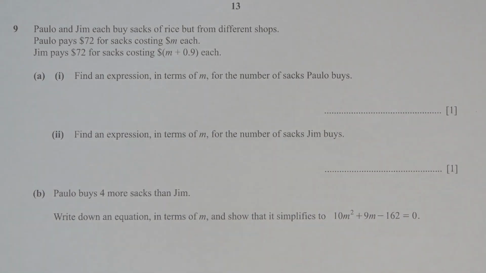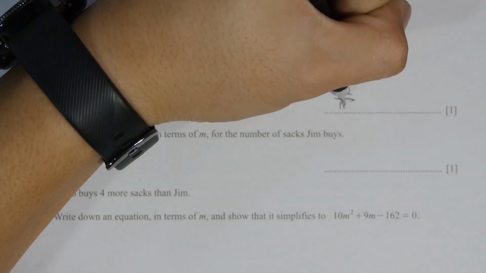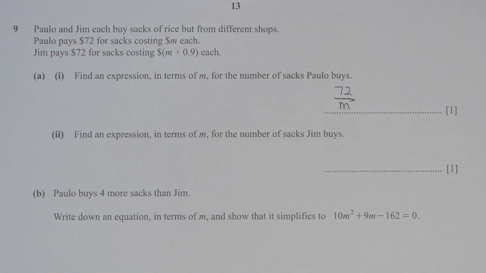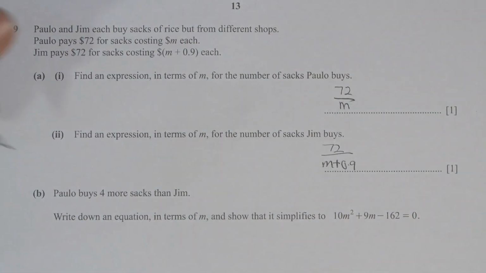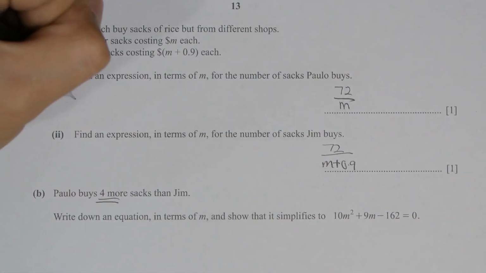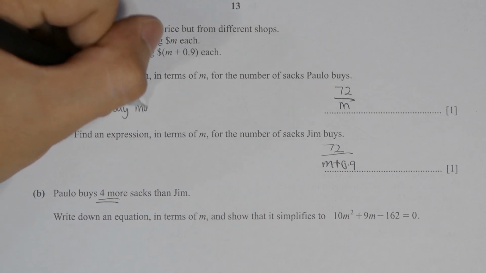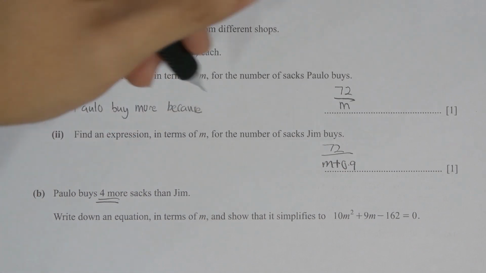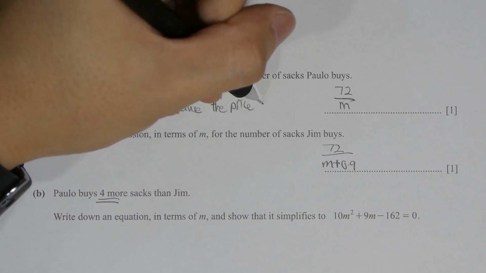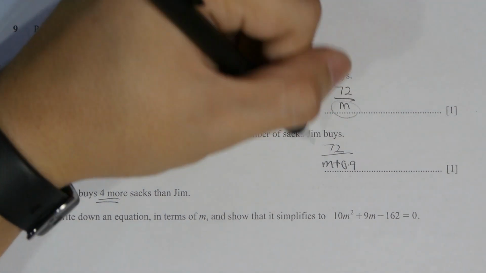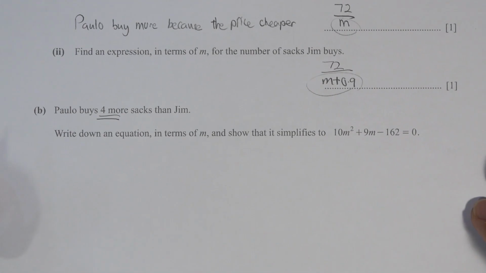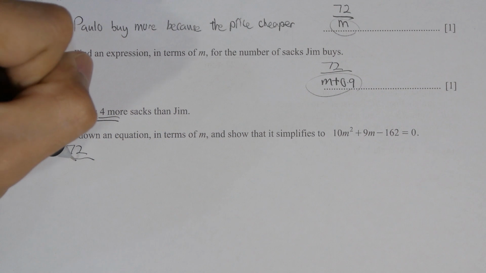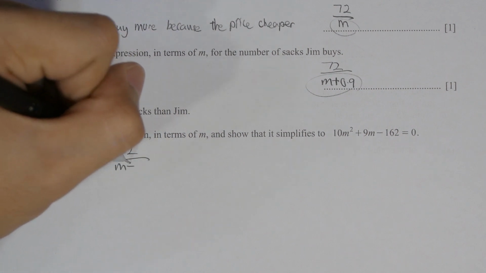For question 9, find an expression in terms of m for the number of sets Polo and Jim buy. Polo buys more because the price is cheaper. So 72 divided by m. Whereas for the number of sets Jim buys, the price actually raised, so the number of sets he managed to buy is lesser. So 72 over m plus 0.9.